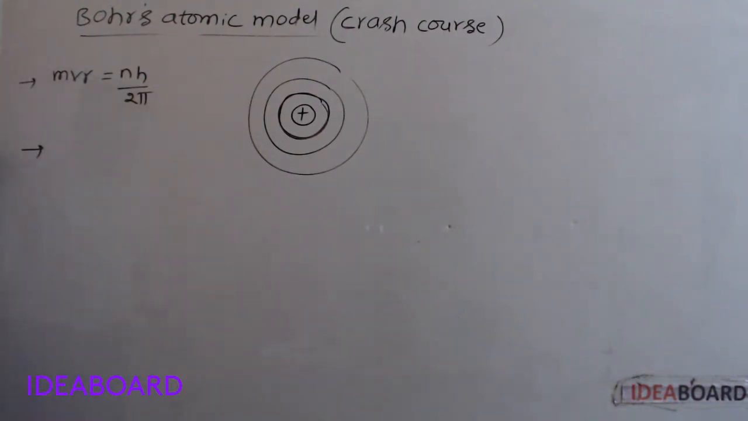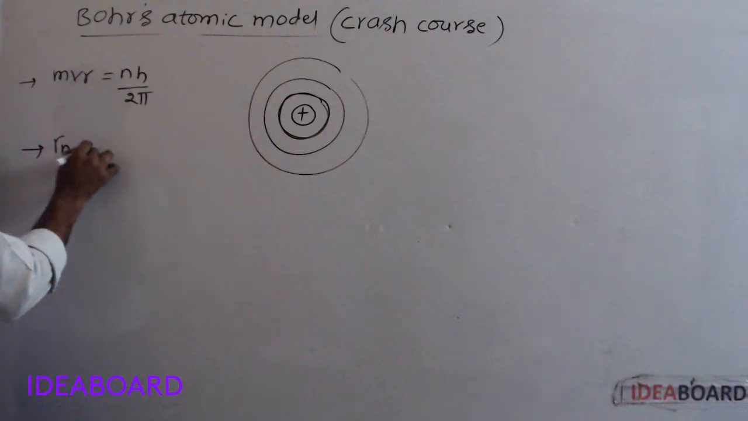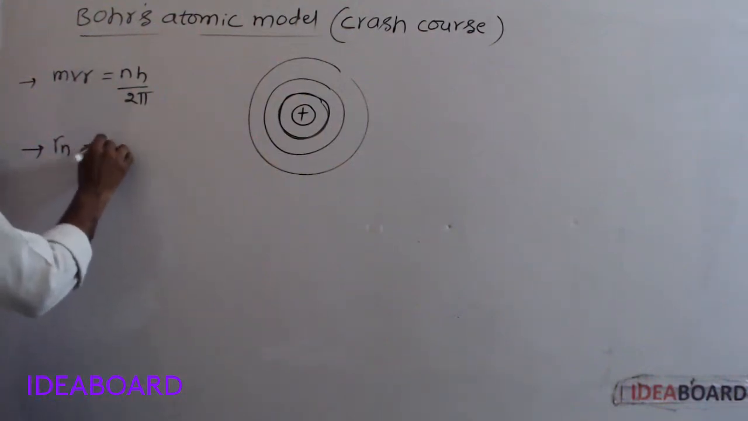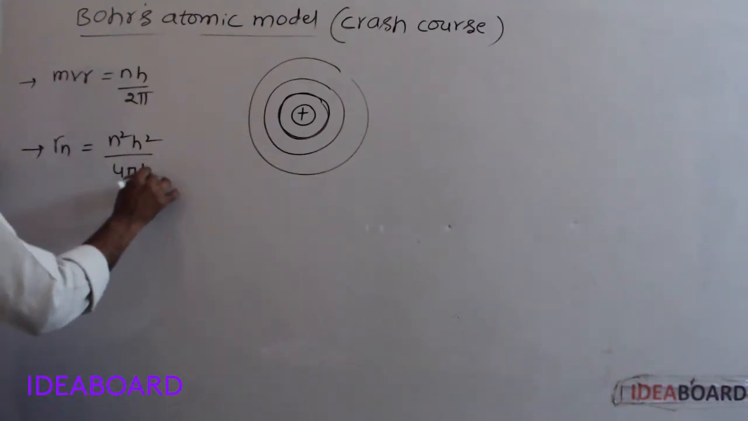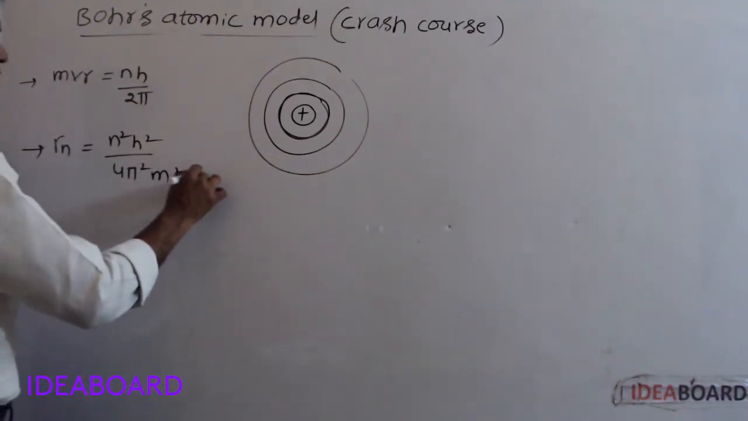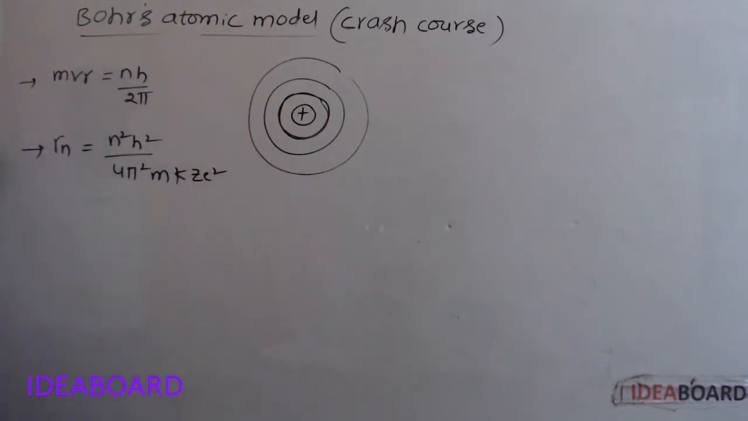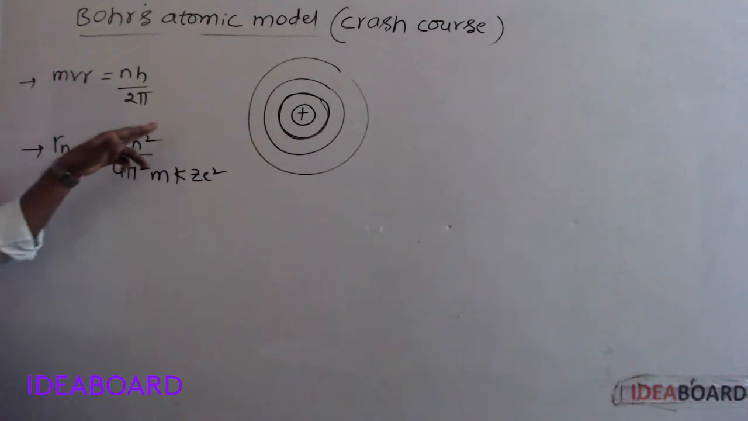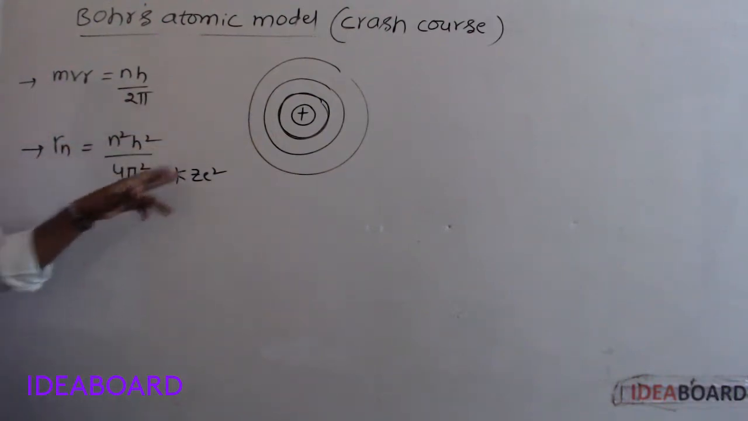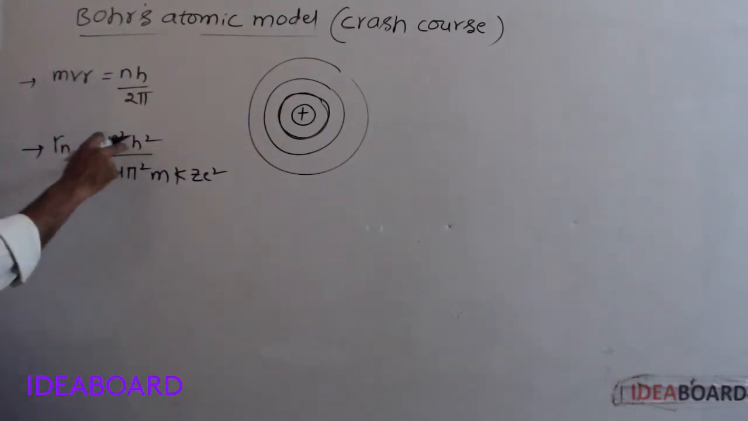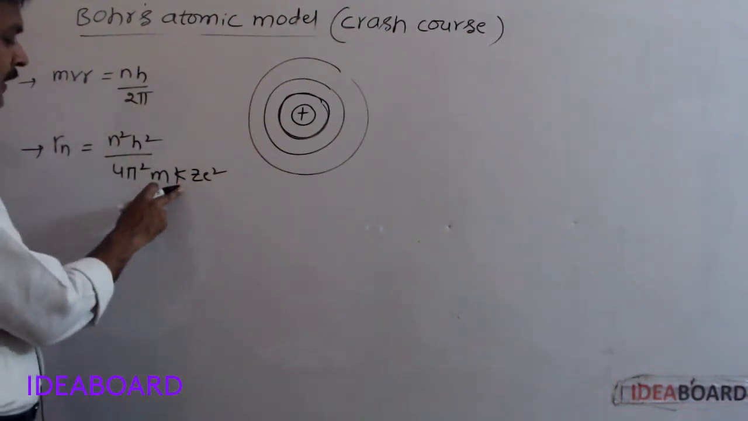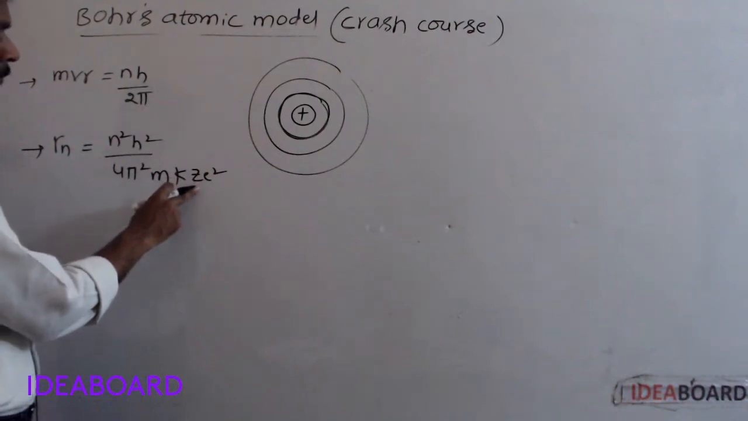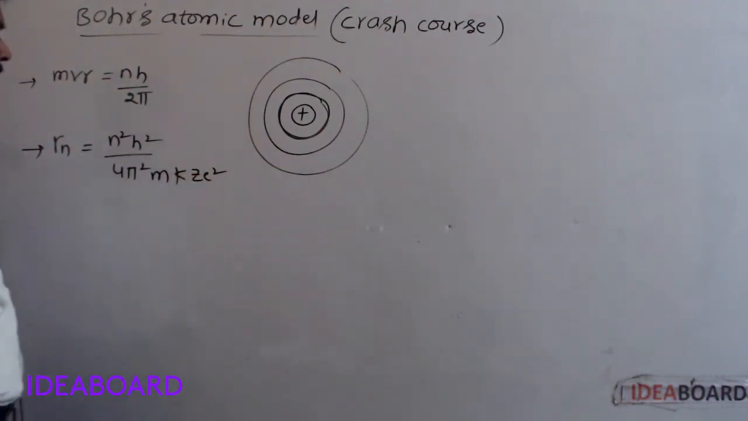Next, radius of the nth orbit of hydrogen. Rn is equal to n square h square by 4 pi square mkze square. n is orbit number, h is Planck's constant, pi is constant, m is mass of the electron, k is also a constant, z is atomic number, and e is charge of the electron.